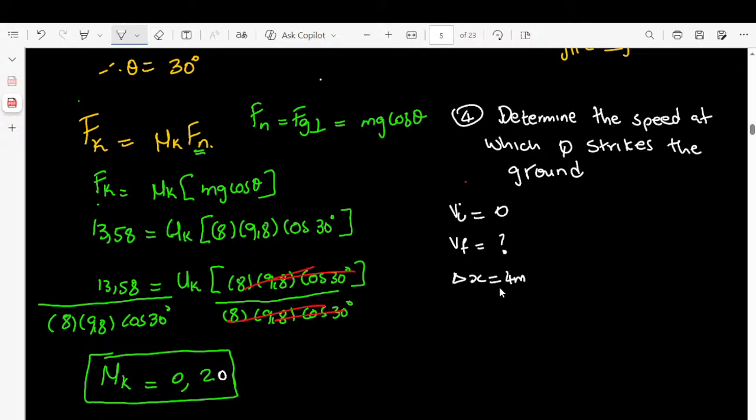Then what else do we know? We know that the acceleration of the box, it will accelerate with 0.43 meters per second squared. Don't make a mistake and use 9.8. Please do not make a mistake and use 9.8.